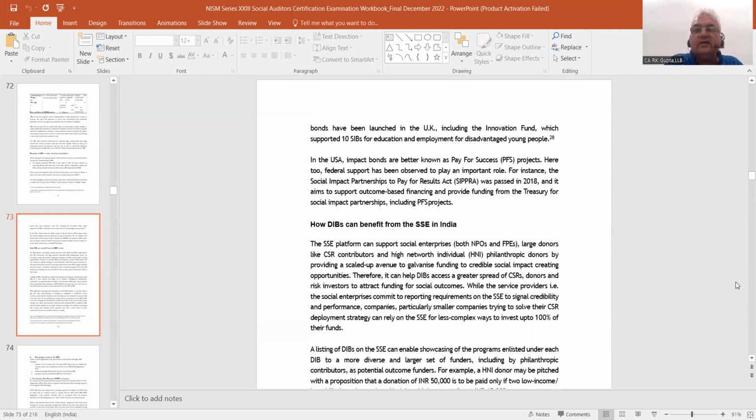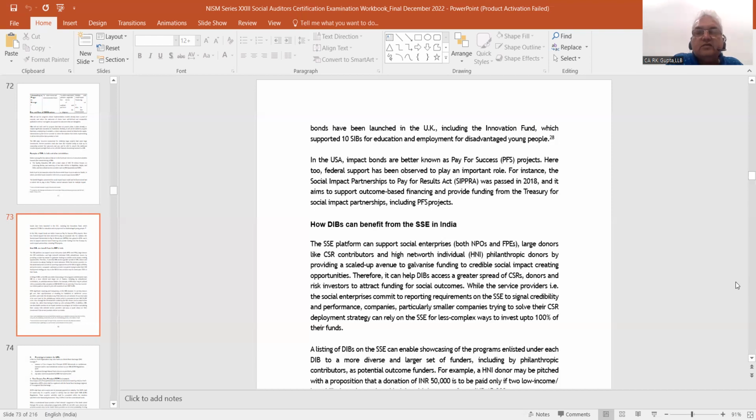So in the USA, impact bonds are better known as pay for success projects. So here too, federal support has been observed to play an important role. For instance, the Social Impact Partnerships to Pay for Results Act was passed in 2018, and it aims to support outcome-based financing and provide funding from the Treasury for social impact partnerships, including PFS projects.